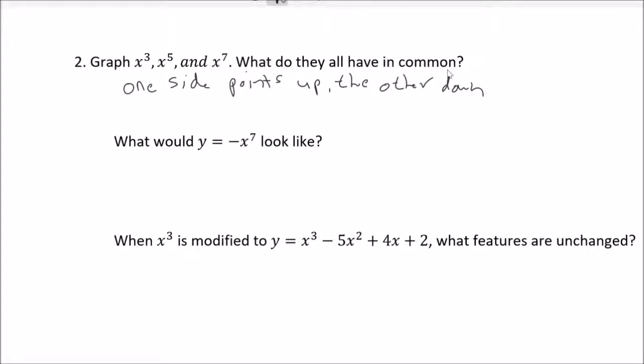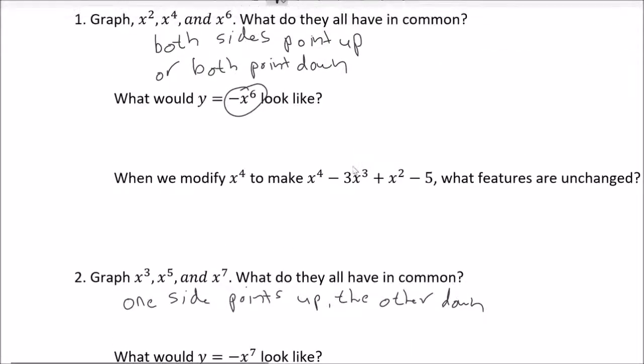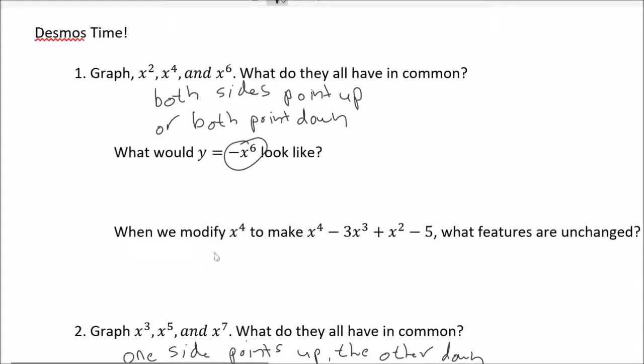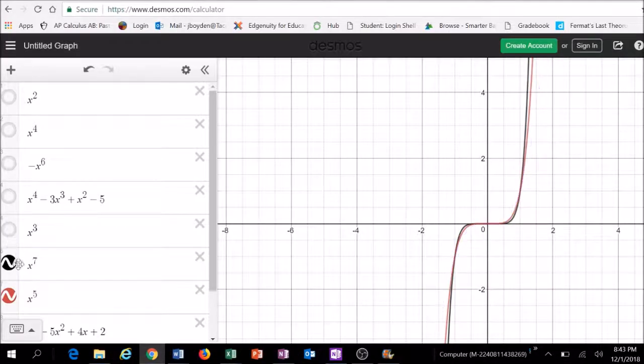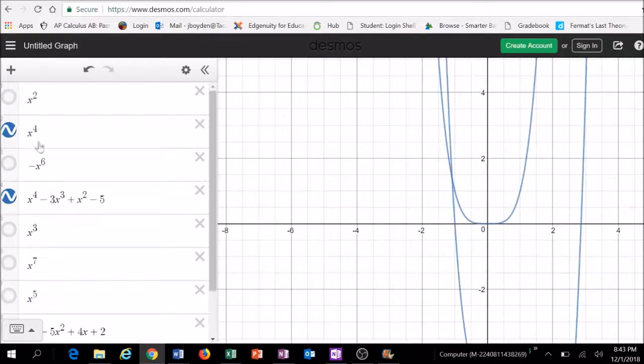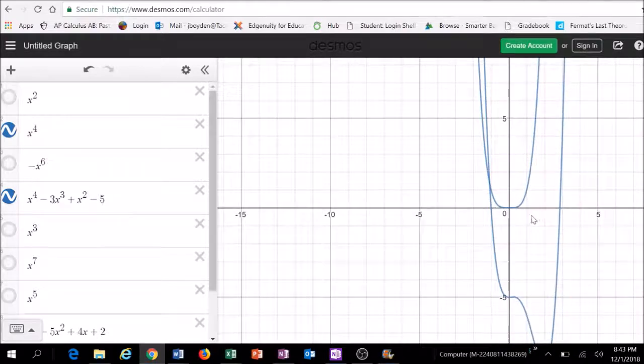So let's take a look then at a couple other cases. Let's look at this one right here. We already know what x to the fourth looks like. Let's compare that to x to the fourth with all this extra junk on the back, minus 3x cubed plus x squared minus 5, and see if that changes this fact or not. Okay, so I'll get rid of these. We'll pull back x to the fourth, we'll pull up that one, and let's see if that changes it.